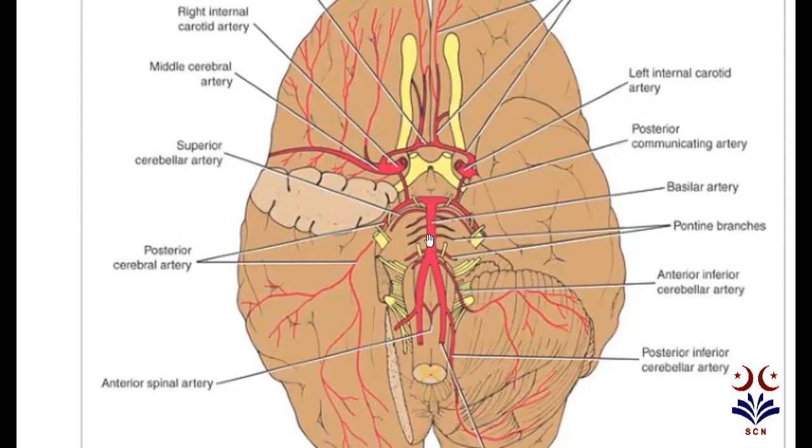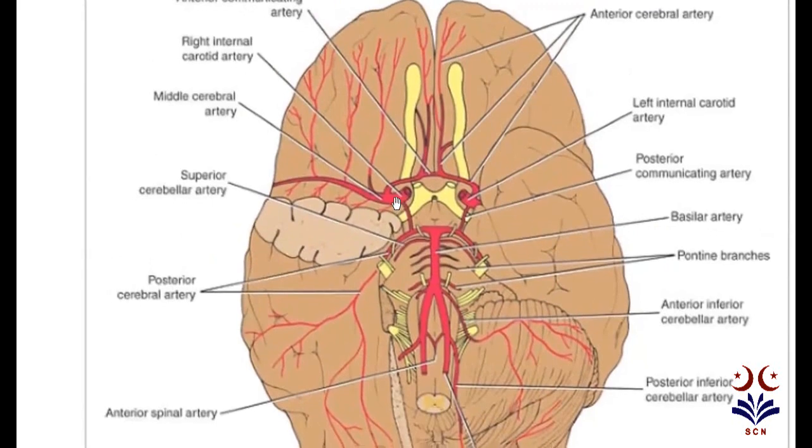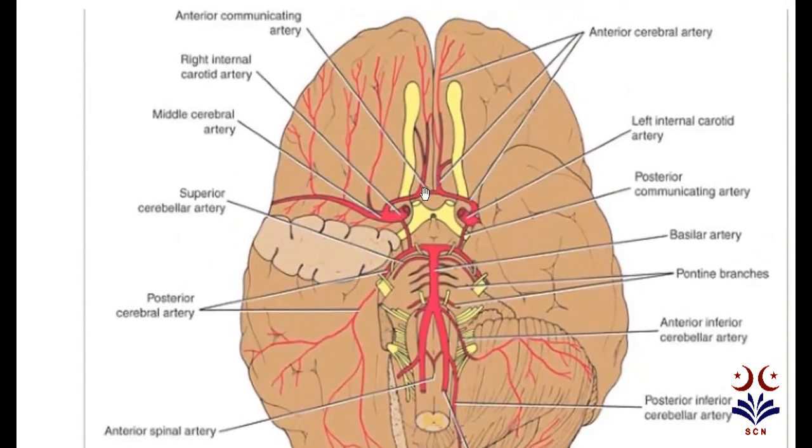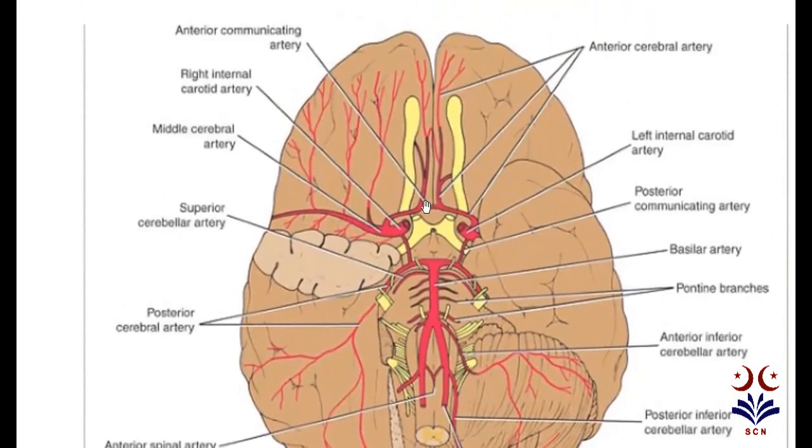Posteriorly, first of all, is the basilar artery. Then the posterior cerebral artery. Next, the posterior communicating artery. Then the internal carotid artery, both right and left on this side. And then the anterior cerebral artery. And this is the last, the anterior communicating artery.